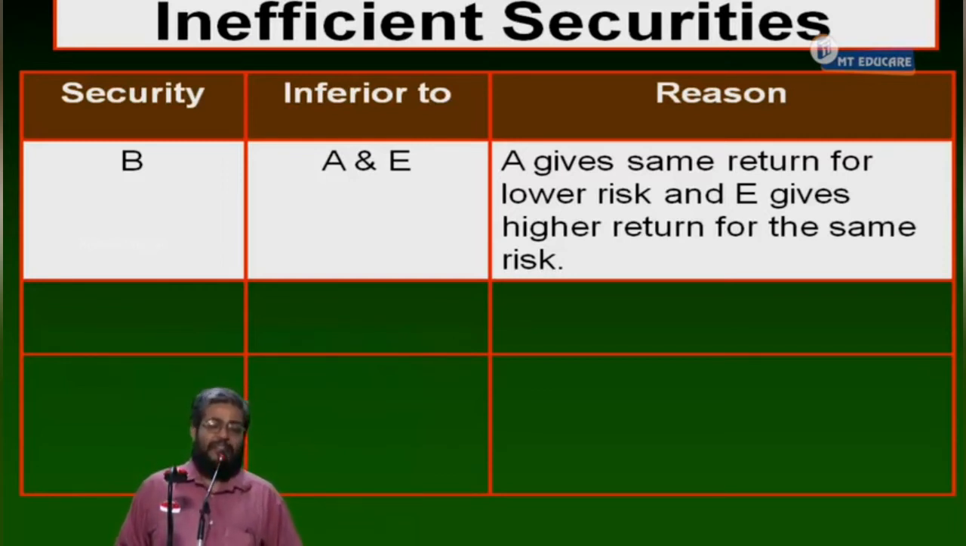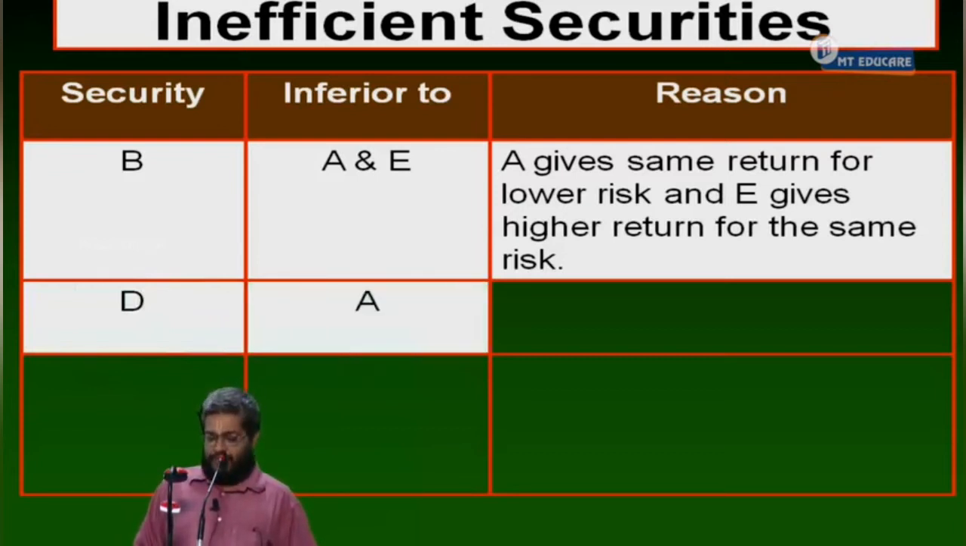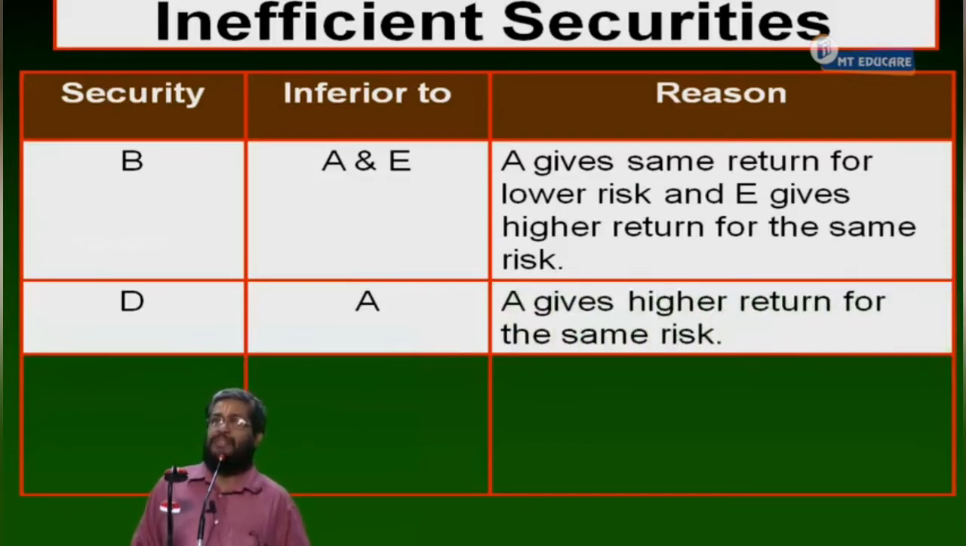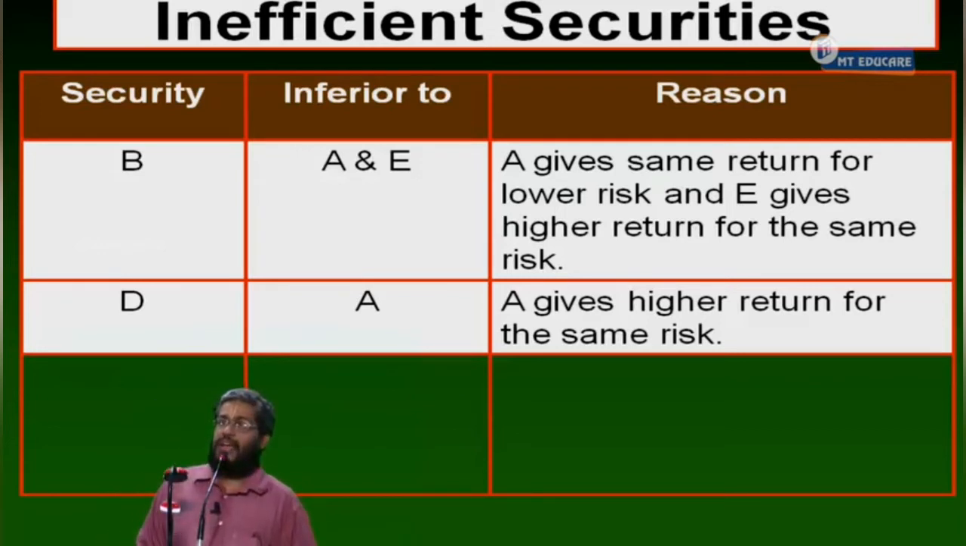Now. Please write along with me. Can I proceed? Next security is what? D. Next security is D. D is inferior to A. Why is D inferior to A? A gives higher return for same risk.